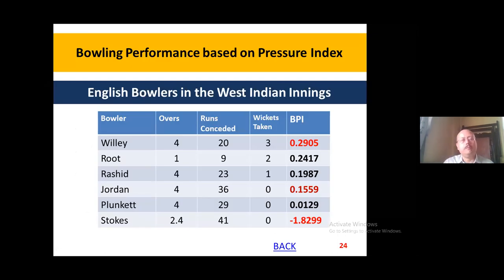So, how about numbers? Willey we have already calculated, 0.29. These are the other 5 bowlers. Root sent down only one over. This is the contribution of Rashid, Jordan, Plunkett and Stokes. Stokes is a big negative because the pressure was reduced a lot in the last over because West Indies won the match. So his aggregate, his average, turns out to be negative. But this is our bowling performance indicator using the pressure index calculations.